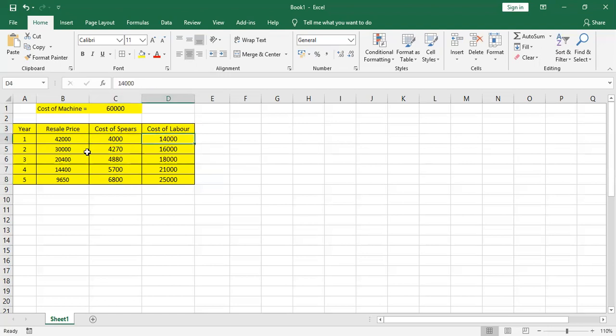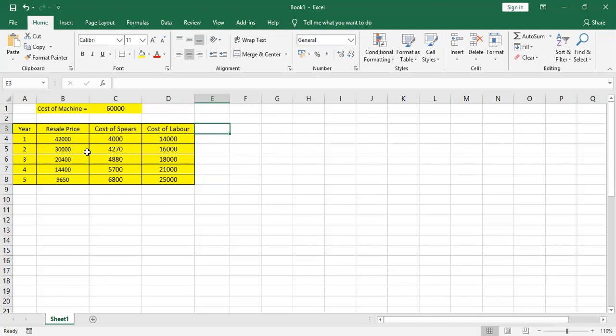Similarly, the cost of labor is also given, because when you maintain a machine, you have to spend on two costs, spare parts as well as labor cost, right? So labor in the first year is 14,000 rupees, in the second year 16,000 rupees. So it is given. What is important is that we have to calculate maintenance cost.